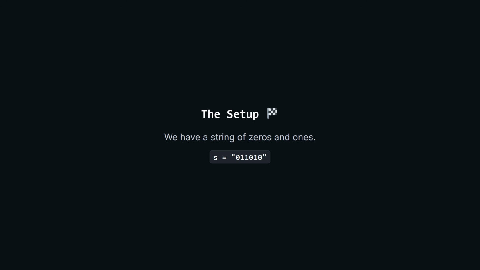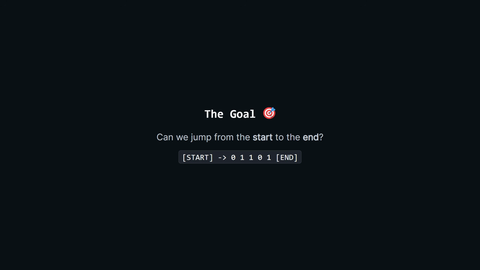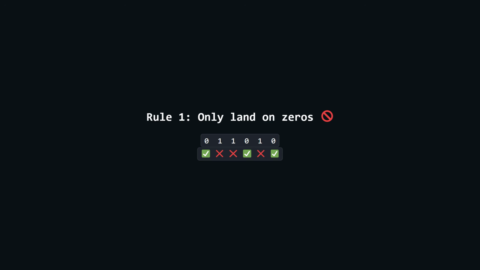We are given a string made up entirely of zeros and ones, which we will call the string S. Our main goal is very simple. We start at the very first character, and we want to know if it's possible to reach the very last character. The first big rule is that you can only ever land on a 0. If a spot has a 1, it's lava.